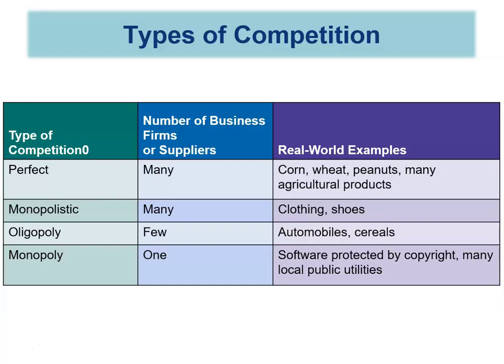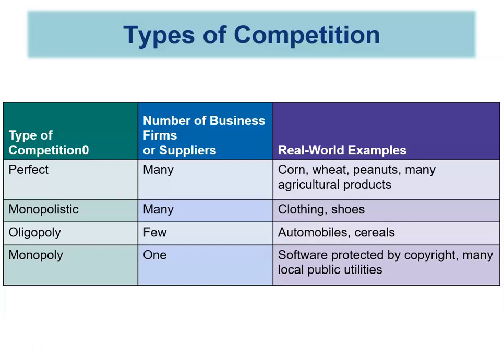Then we have monopolistic competition. And this is a market situation in which there are many buyers along with a relatively large number of sellers attempting to make its products different. We can see this in like clothing and shoes, especially in the shoe market.